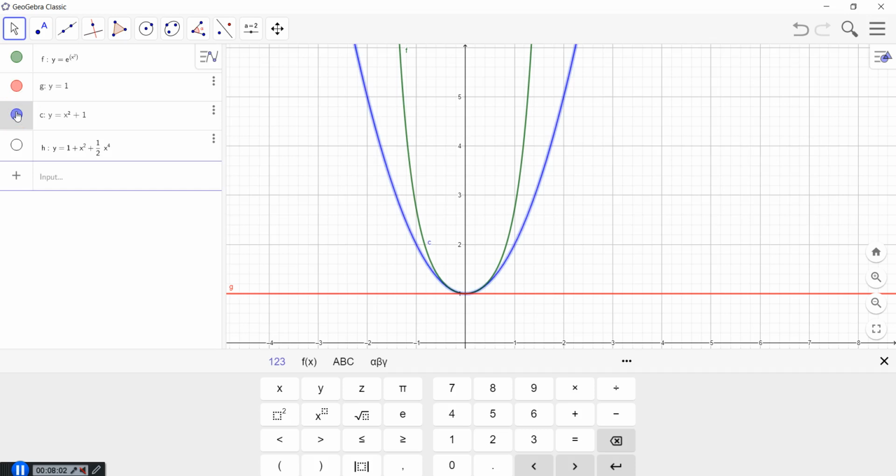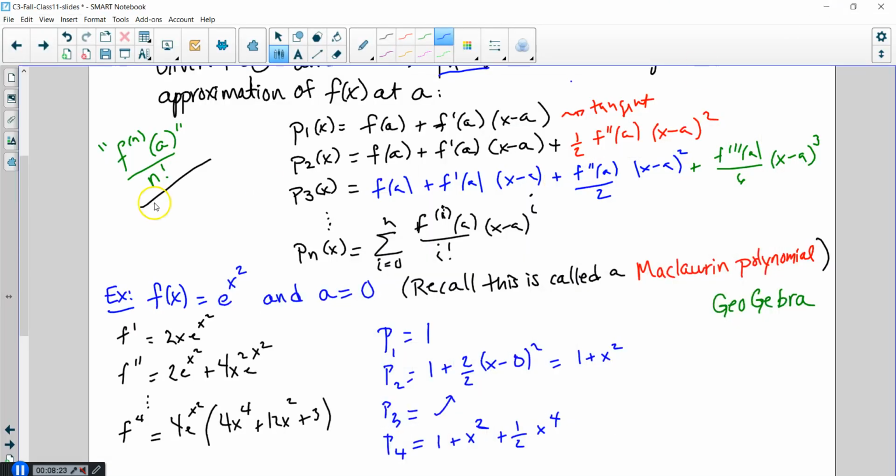Okay, so you can see as I increase the degree of the Taylor polynomial, I'm getting a better approximation. And then here, I'll re-enable that again. So as you can see, when I go to the 4th degree Taylor polynomial, I'm getting even closer to the function. Okay, so that's kind of the upshot of Taylor polynomials.